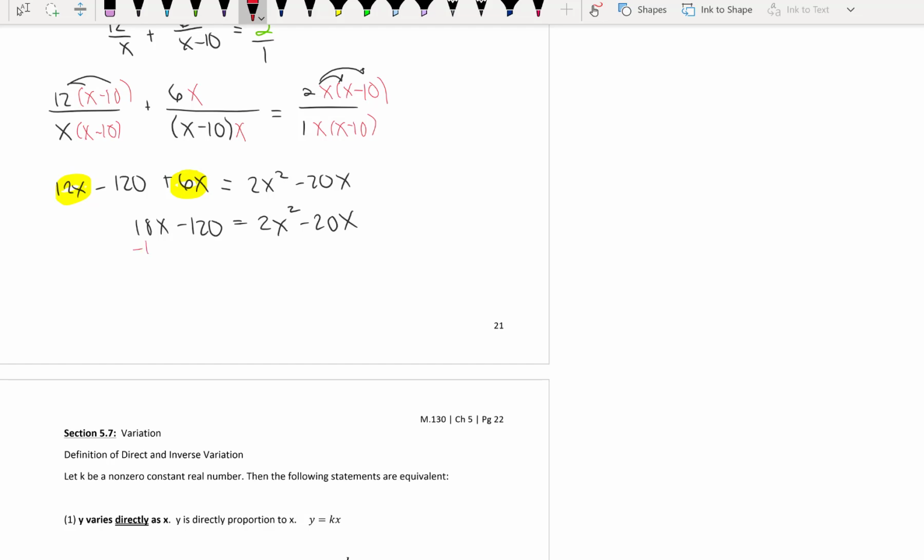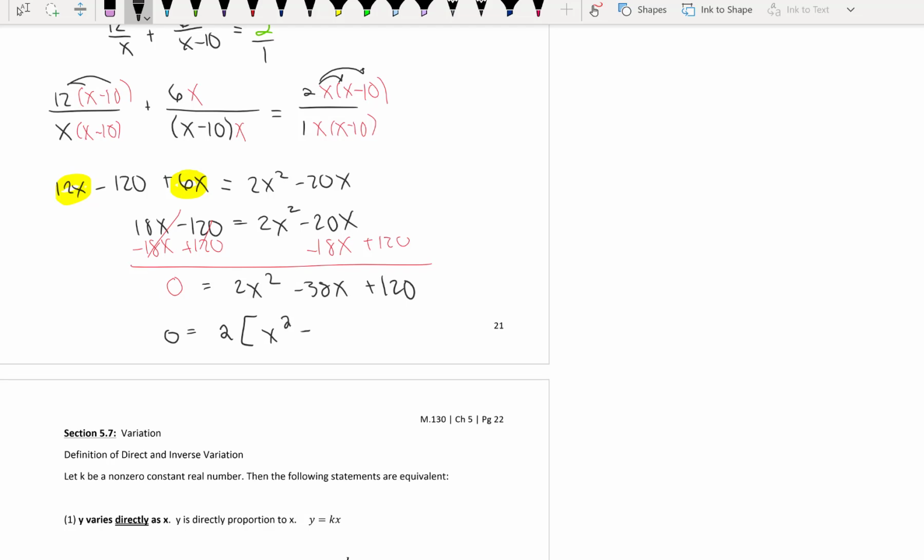From here, I'm going to subtract 18x from both sides and add 120 to both sides so that I can get a 0 on one side. And I have 2x squared, and negative 20 minus 18 gives me a negative 38x plus 120. Well, I know my GCF is 2, so I'm left with an x squared, minus 38 divided by 2 is a 19, and 120 divided by 2 is 60.